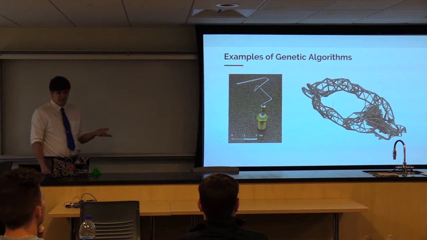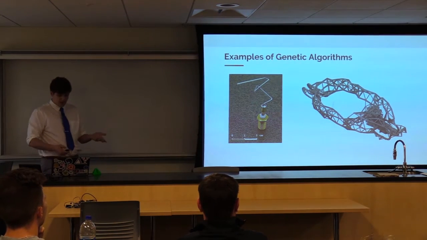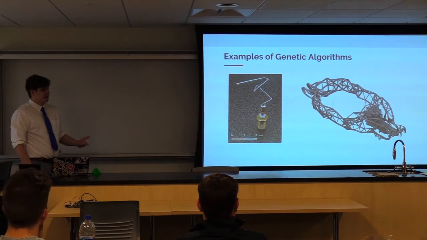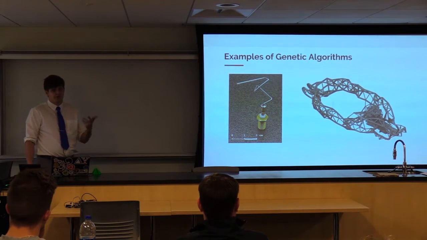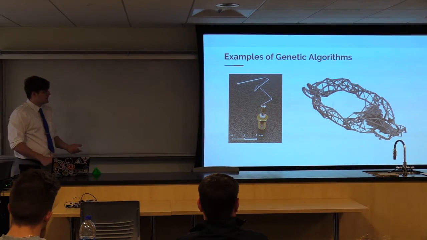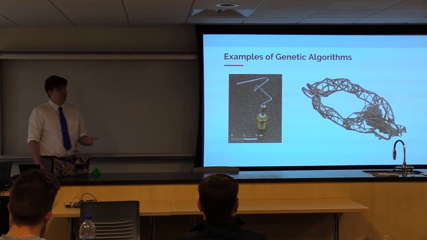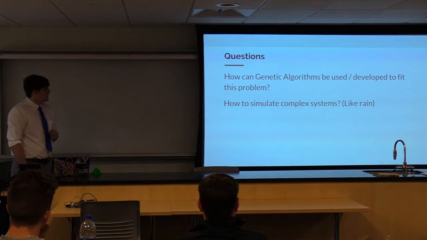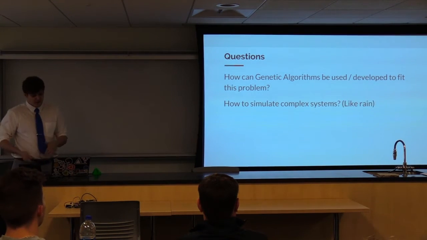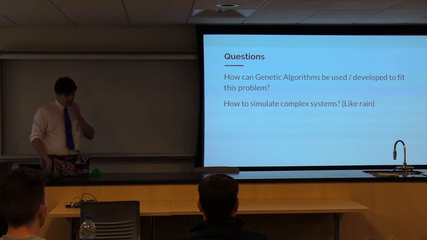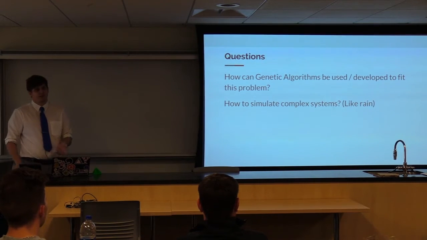So here are some examples of what genetic algorithms can actually produce. So right here is a radio antenna used on satellites that is better at capturing the actual radio frequencies that we want and sorting out the interference. And this one over here is a car chassis that's better suited to frontal collisions, and it dissipates the forces properly. So after learning about genetic algorithms, I asked myself, how can they be used to make stronger buildings? And also, how do you simulate a complex system like rain?